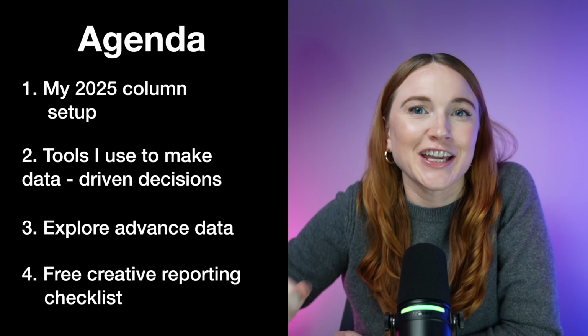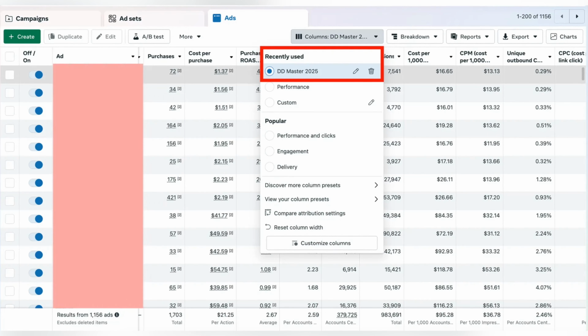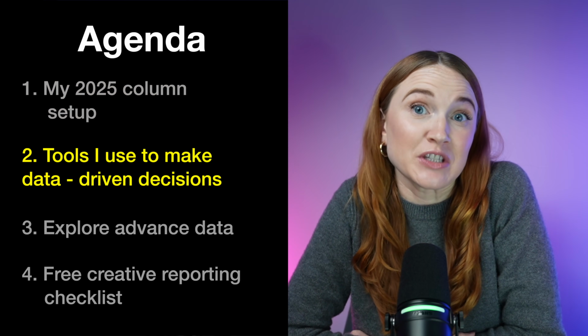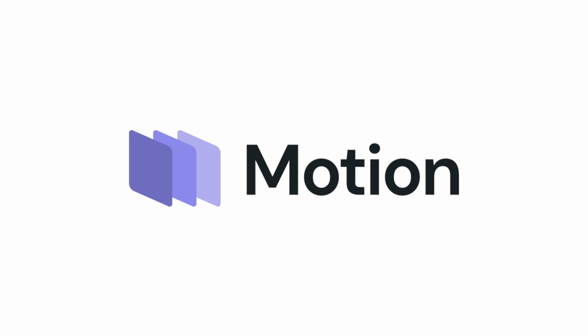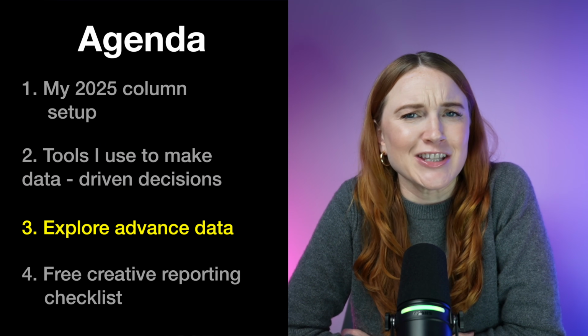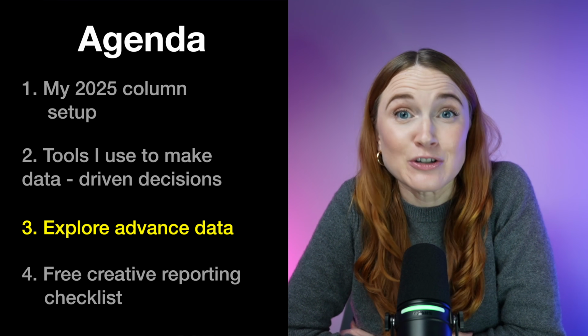Here's our agenda. Here's everything that we're going to go through today. First, my 2025 updated column setup in Ads Manager. And then we're going to go over the tools I use to make data-driven decisions like Motion and Triple Whale. Then we're going to explore some advanced data. This is actually the data that I find nearly all advertisers, even experts, tend to miss out on.